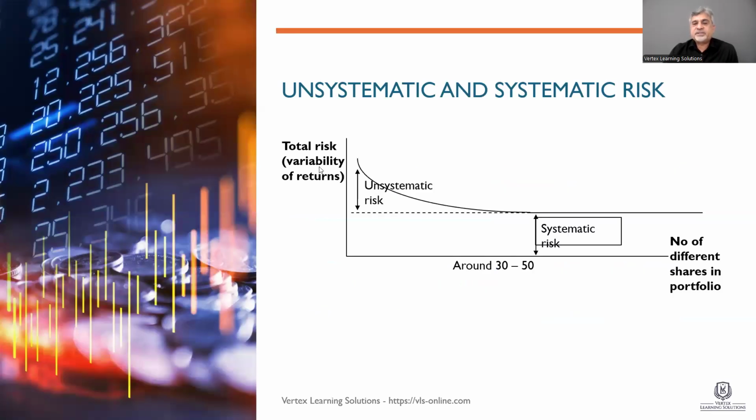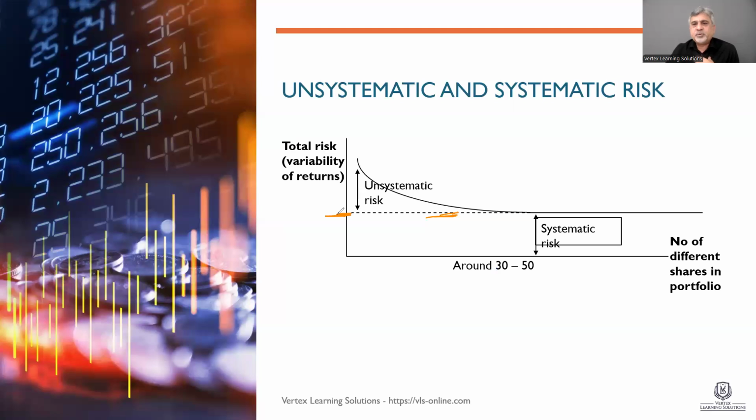Now, this is risk, total risk, variability of return. So we put the systematic risk at the bottom, and then on the top, we put the unsystematic risk. Systematic risk is the one which is faced by all the companies. So at this level, this is the risk which is faced by everyone. This is inherent risk.